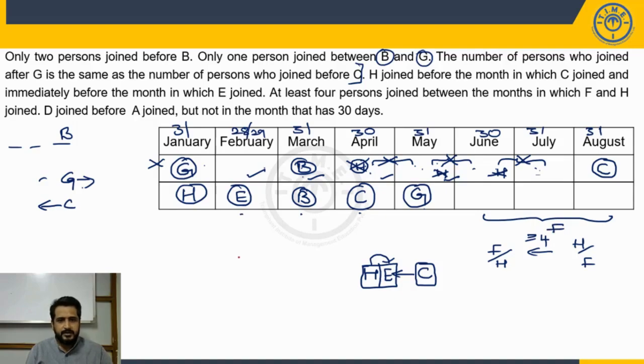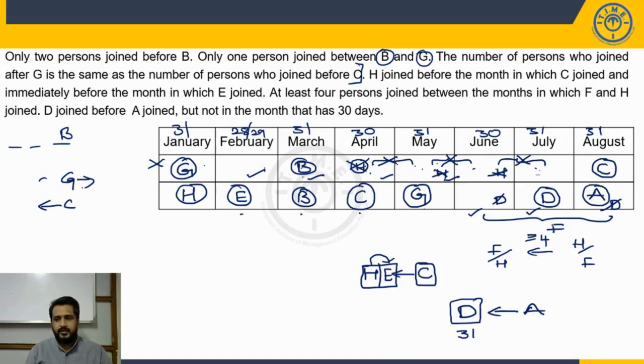Next, D joined before A. It is referring to D. D was not joined in the month which has 30 days. So D joined in the month which has 31 days. So to place D, we have 2 months, either June or July. D cannot be here because D has to be before A. But it is mentioned D has to be in the month which has 31 days only, so it cannot be in June also. So the only place is D in the month of July. So D is before A, so A is in the month of August.